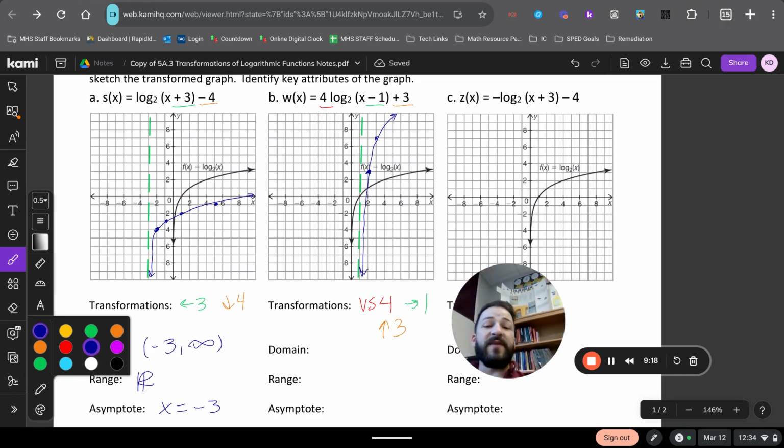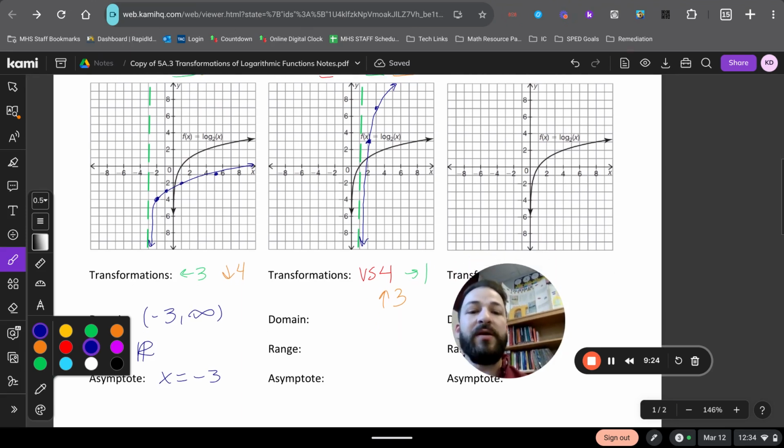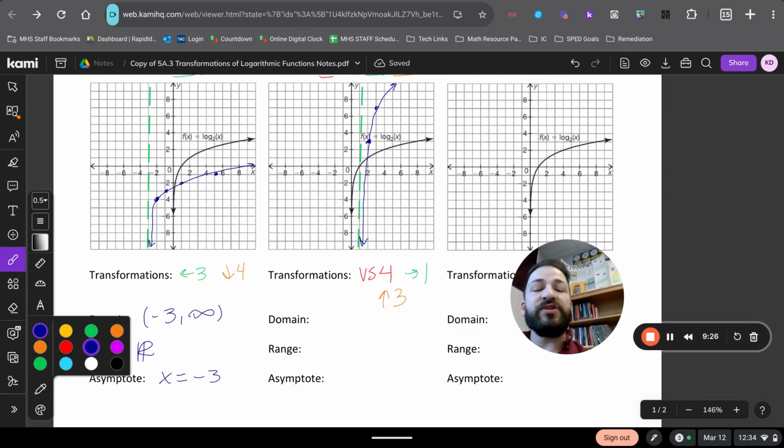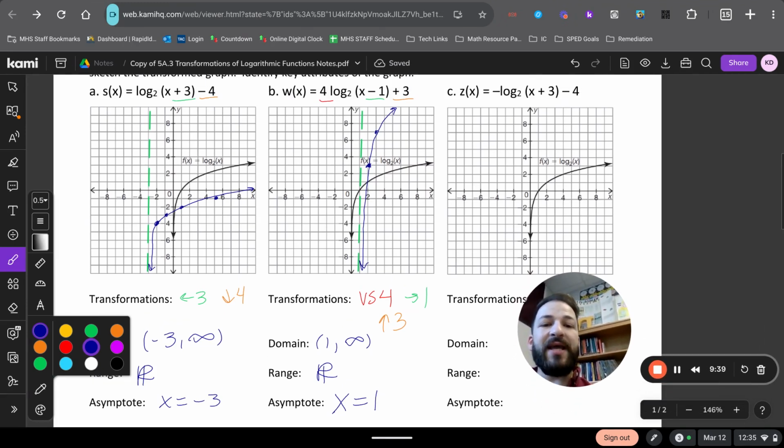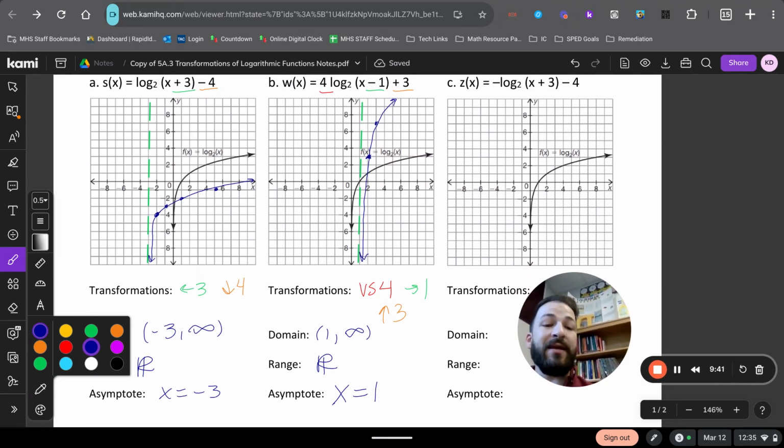And so we can see we've definitely shifted to the right and up and stretched out that logarithmic function by a factor of 4. So how is this going to change some of my key features? Our domain shifted to the right, so 1 to infinity. Our range never changes, all real numbers. And then our asymptote would be x equals 1. Okay, so go ahead and do this last one, C, on your own.